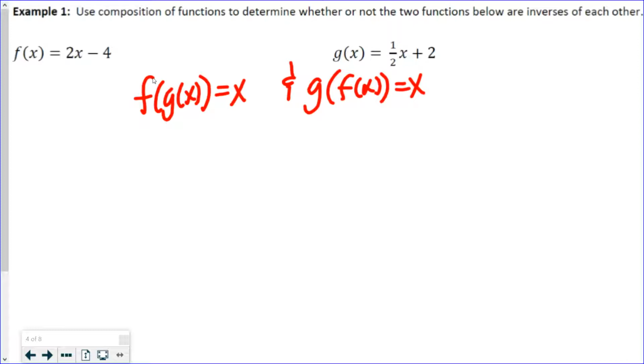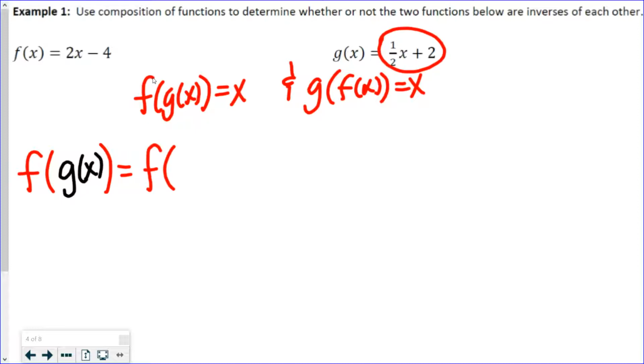So let's first go with f of g of x. I am plugging g of x into my f function. This time I don't have a number, so I'm going to say what is g of x equal to? It's equal to this guy up here. So instead of f of g of x, I'm going to write f of what it's equal to, which is 1/2 x plus 2.